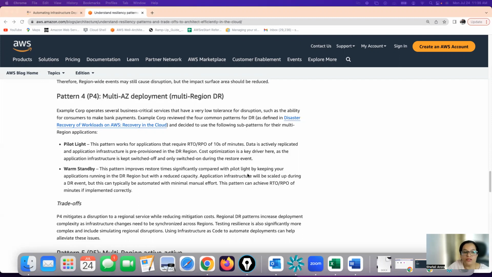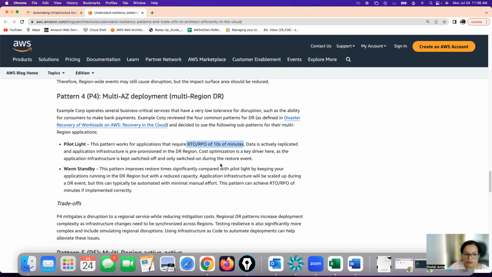Okay, so as you can see here, we have the RTO and RPO, where RTO is recovery time objective and RPO is recovery point objective. So it means recovery time objective says for how long I can accept my application to be unavailable or offline. And RPO, recovery point objective, means for how much time I can accept the data loss of my application.